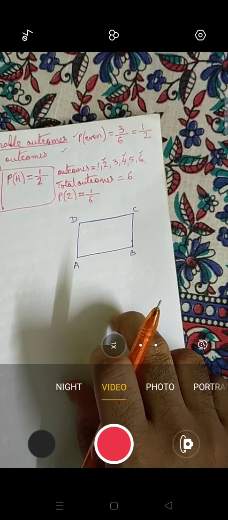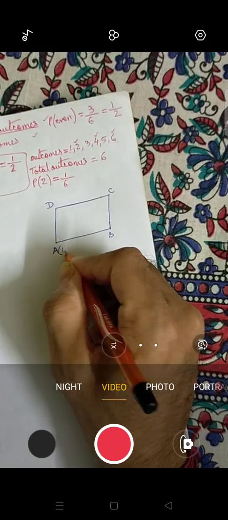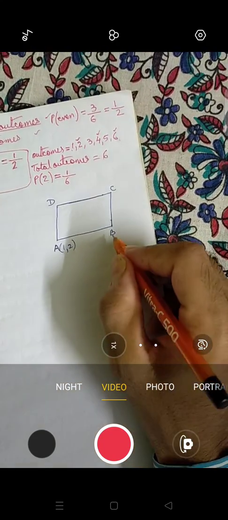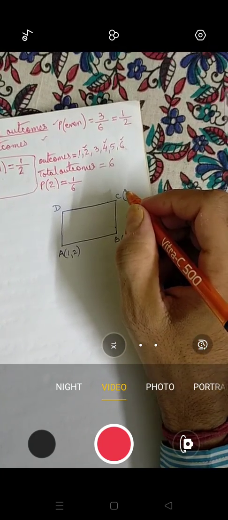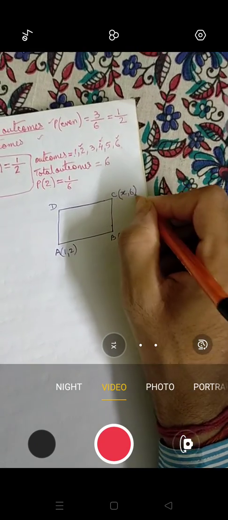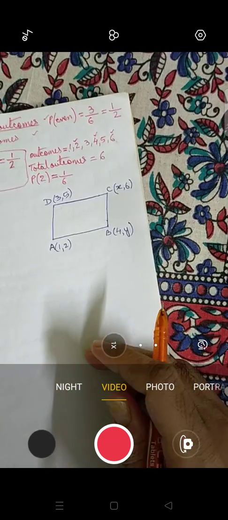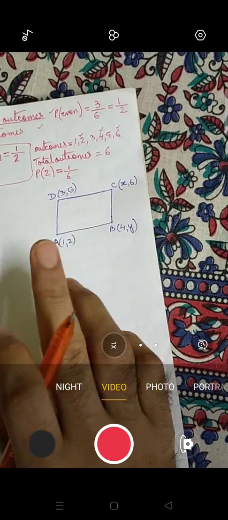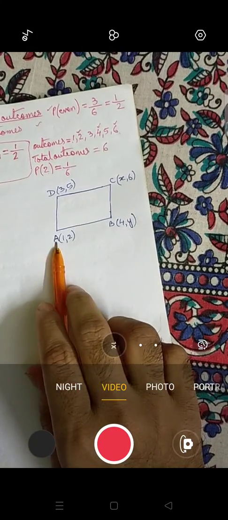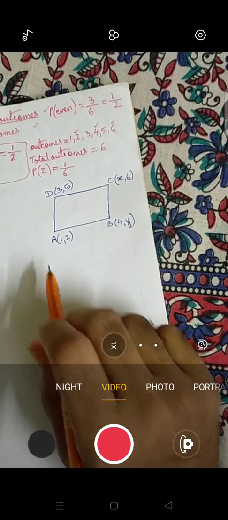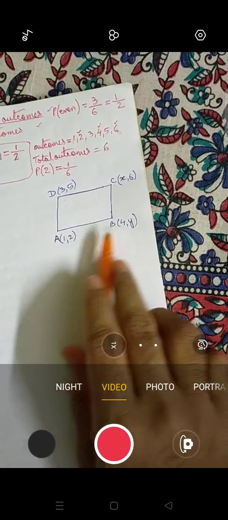Now here it was said that (1, 2). So let us suppose that this A is (1, 2), B is (4, y), C is (x, 6) and D is (3, 5). So these are the coordinates of the vertices of a parallelogram taken in order. That means A is the vertex, B, C, D all are vertices. It has been taken in a Cartesian plane. So this parallelogram is made and the coordinates have been given.